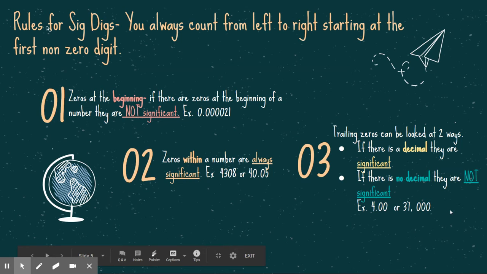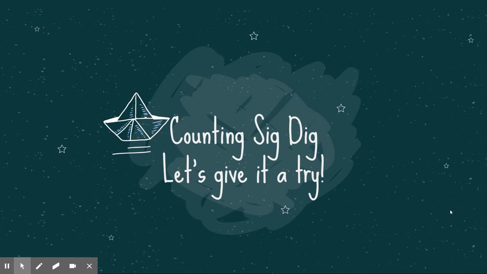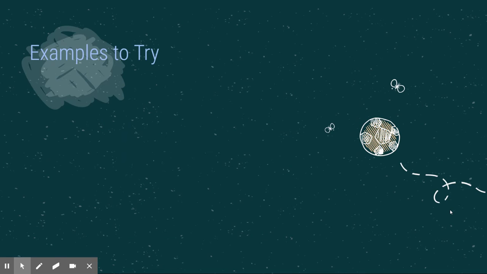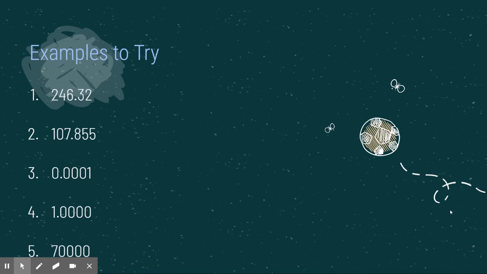So please make sure you have all 3 of these rules written down, and then we're going to go through some examples, and you're going to write down how many significant digits are found in each. So counting sig digs, let's give it a try. Here we go, examples. So here's all of our examples. What we're going to do is start at the first one, and count how many significant digits using our rules.